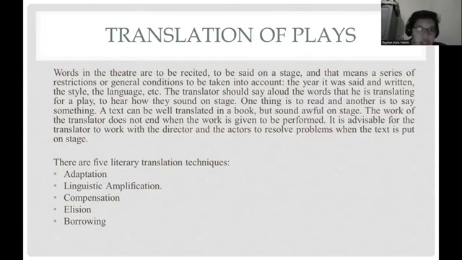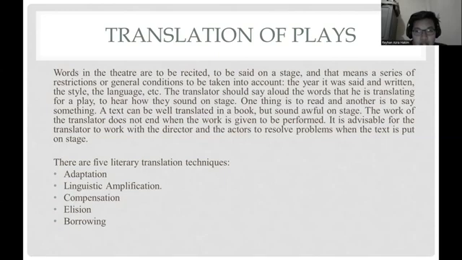Next one is translation of plays. Words in the theater are to be recited, to be said on the stage, and that means a series of restrictions or general conditions to be taken into account: the year it was said and written, the style, the language, etc. The translator should say aloud the words that he is translating for a play to hear how they sound on stage.